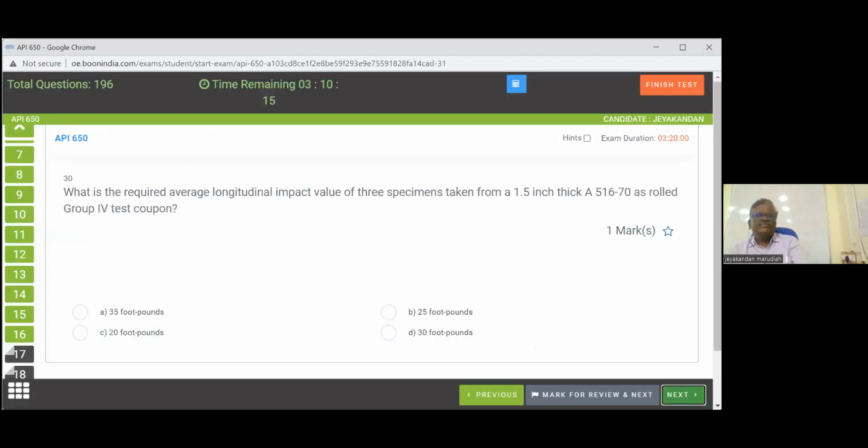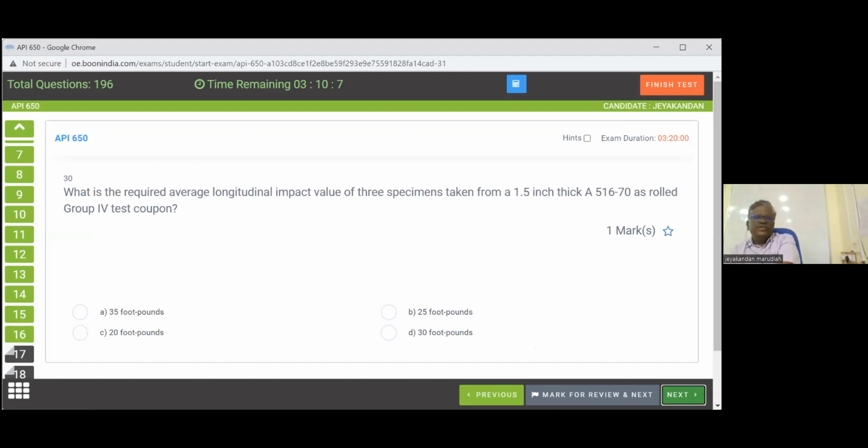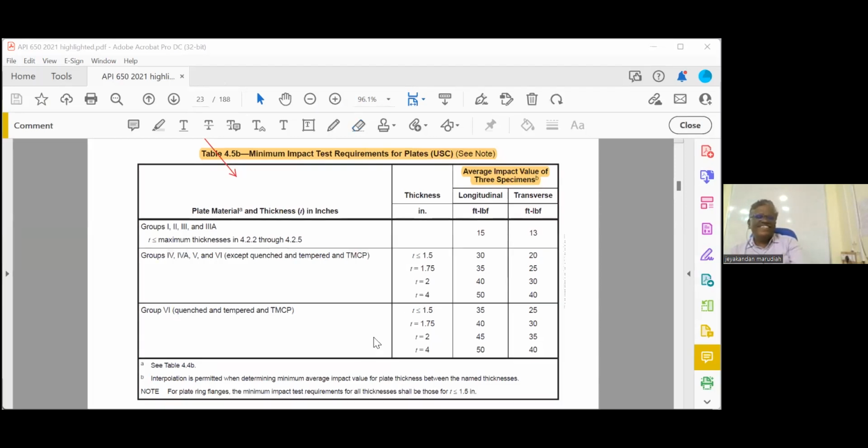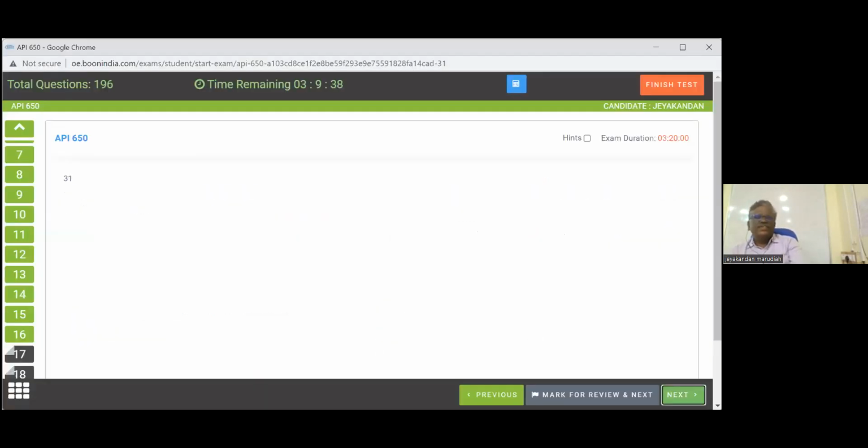Next. What is the required average longitudinal impact value of three specimens taken from a 1.5 inch thickness A516 grade 70, group 4, test coupon? Group 4, 1.5 inch thickness, 30. Okay, right. Group 40? 30. Why 40? 30, yeah. Your pronunciation, I understood 40. I am telling, 30. Okay, right. Good. Next.